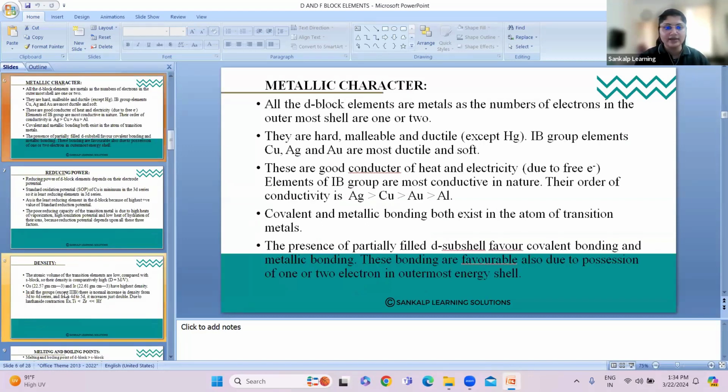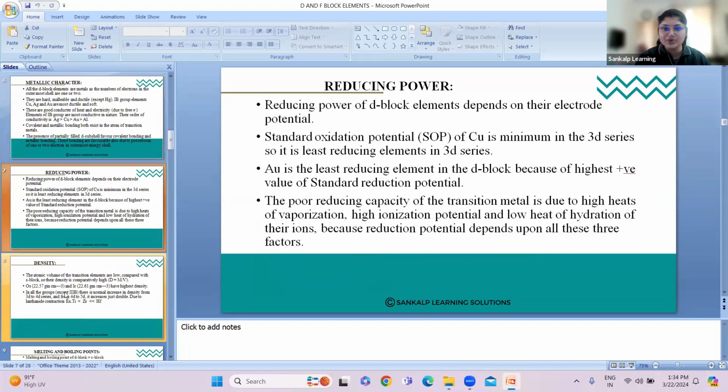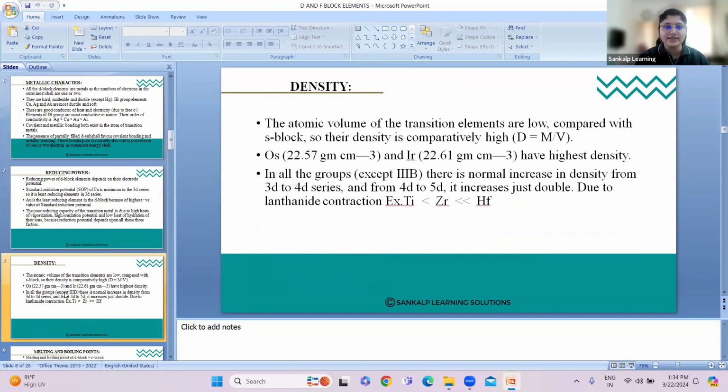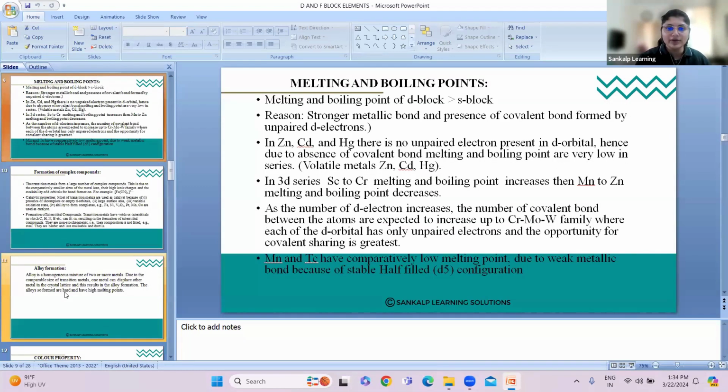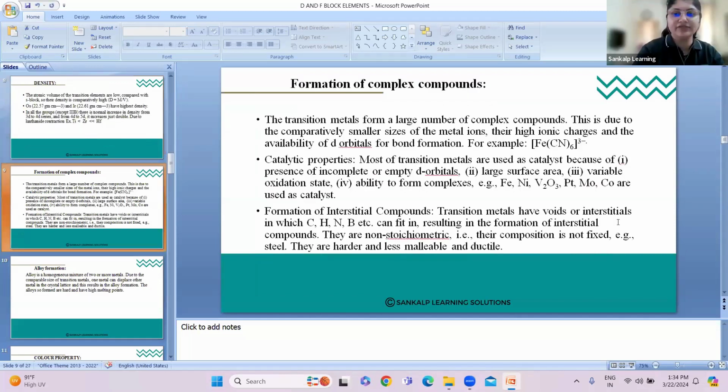Then we have discussed the metallic character. Then what is reducing power? Then density. So today we are going to start with the melting and boiling point, right? We had started with melting point. I plotted a graph of different elements of 3D, 4D, and 5D series, right?